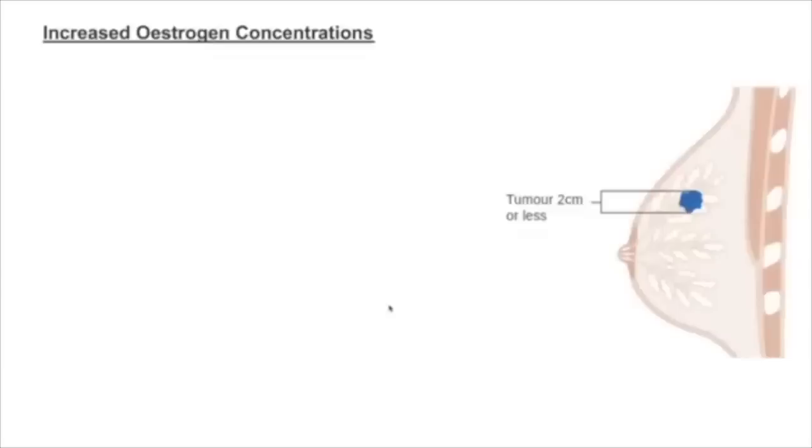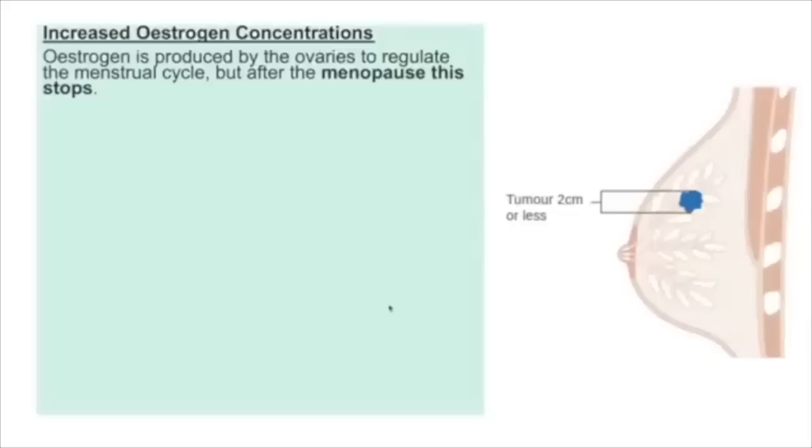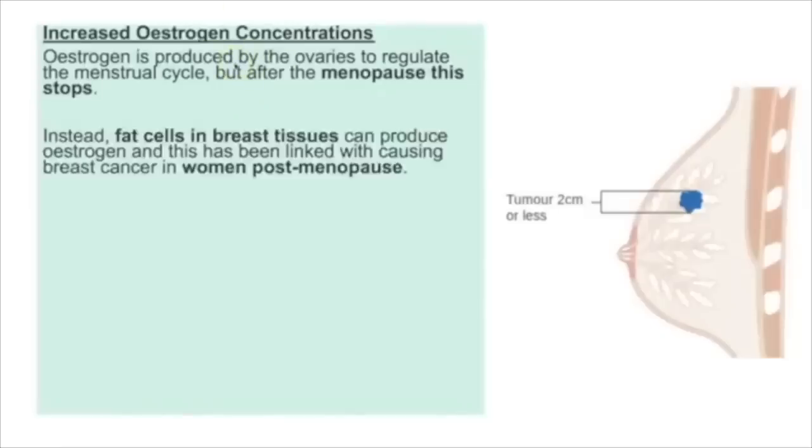Now, the final thing we said is estrogen also has an impact in increasing the risk of cancer, and it's linked to this specific example. So estrogen is produced by the ovaries to regulate the menstrual cycle. However, after the menopause, the ovaries stop producing estrogen, and instead the fat cells in the breast tissue produce estrogen instead. And this is what's been linked to breast cancer in women post-menopause, and that is why age is one of the risk factors of developing breast cancer.